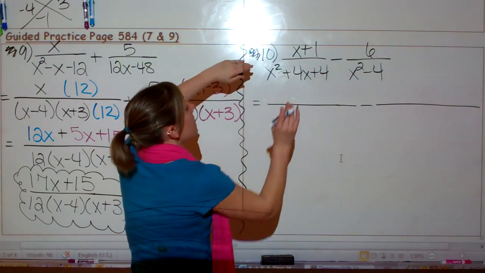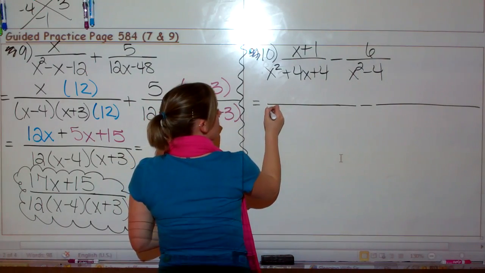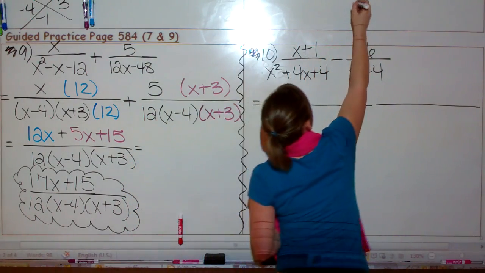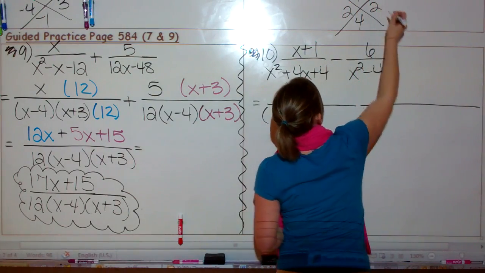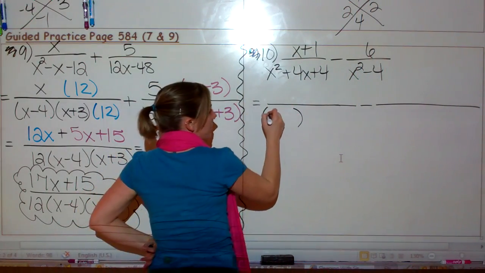All right, so the denominator of this one, when we factor, okay, again, if you want to, what multiplies to 4 and adds to 4, well, those are pretty easy. That's 2 and 2. You might not have had to write that one down.